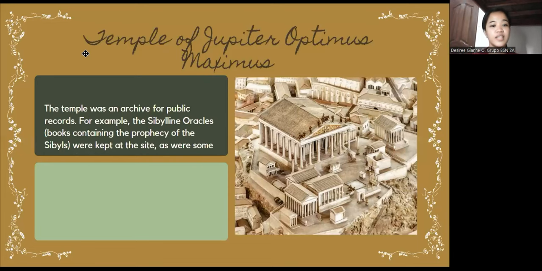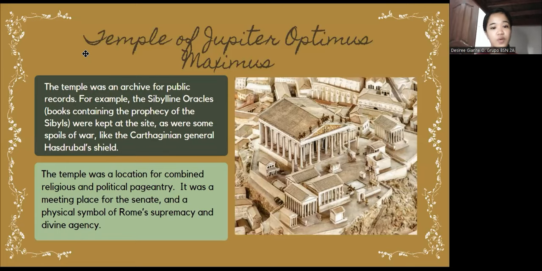So next, the temple was an archive for public records. For example, the Sibylline oracles, or the books containing the prophecy of the Sibyls, were kept at the site, as were some spoils of war, like the Carthaginian General Hasdrubal's shield. So the temple was a location for combined religious and political pageantry. It was a meeting place for the Senate and a physical symbol of Rome's supremacy and divine agency.